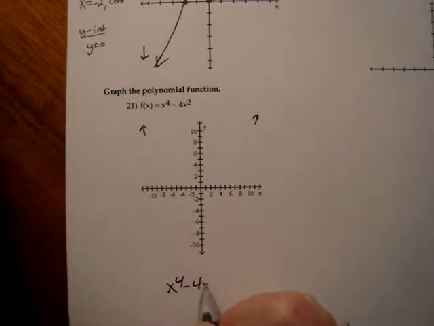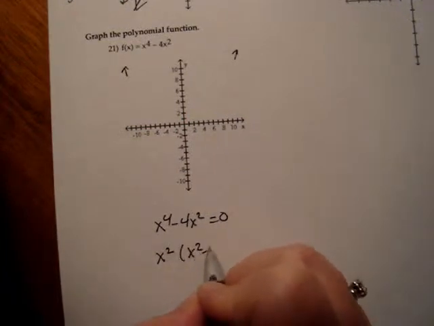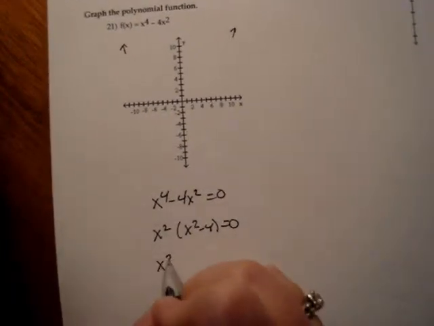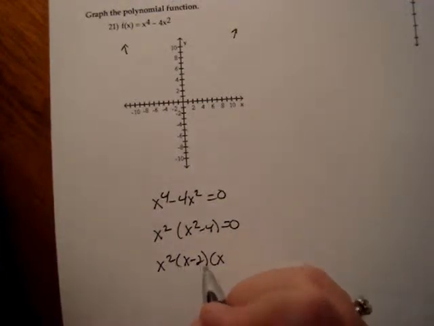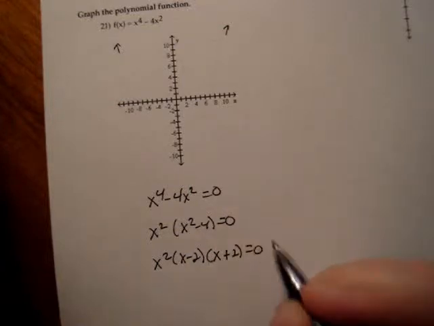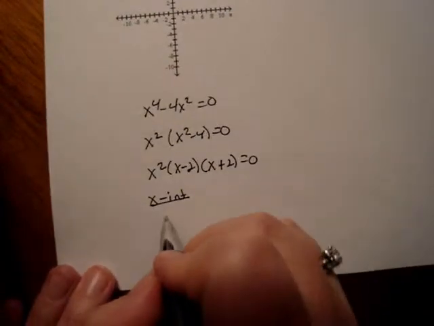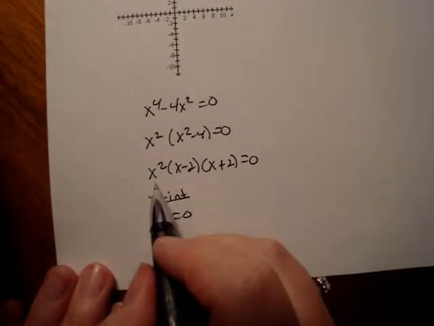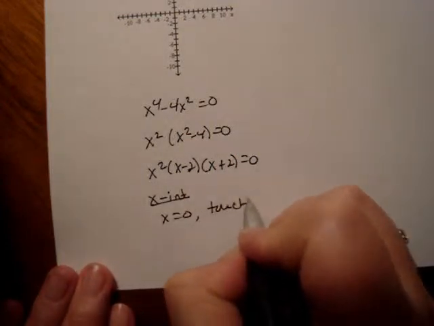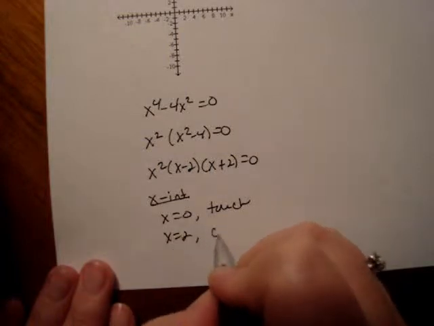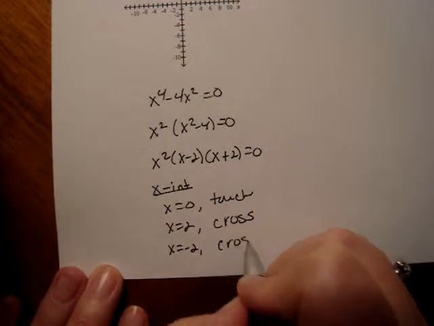x to the fourth minus 4x squared equals 0. Factor out an x squared, and I'll be left with x squared minus 4 equals 0. Keep factoring. I'm sorry, x squared times (x minus 2) times (x plus 2) equals 0. So that leaves me with x-intercepts of x equals 0. Now that came from the x squared factor. That's even, so it's going to touch. x equals 2, that one's going to cross. And x equals -2, that one's going to cross.